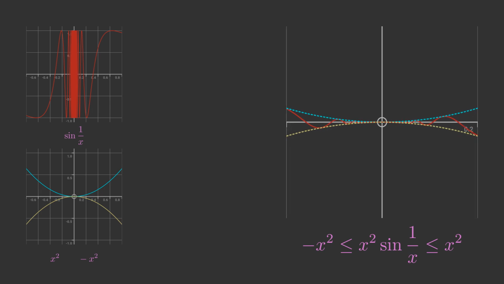Now minus x squared has a limit of 0 as x approaches 0, and x squared also has a limit of 0 as x approaches 0. So it follows from the squeeze theorem that f of x has a limit of 0 as x approaches 0. That is true regardless of the fact that f of x oscillates infinitely many times before it reaches 0.